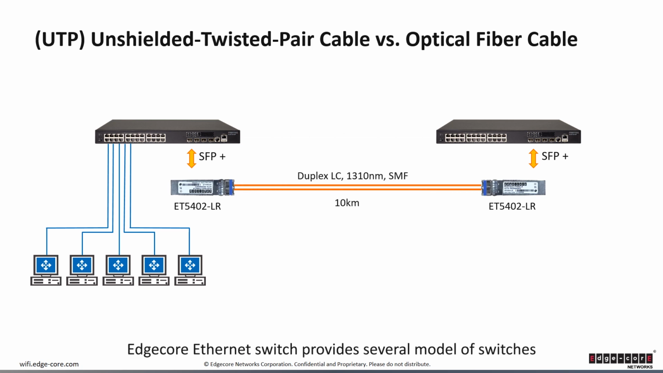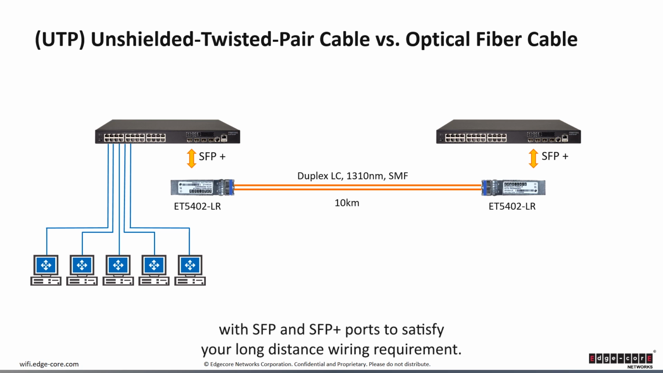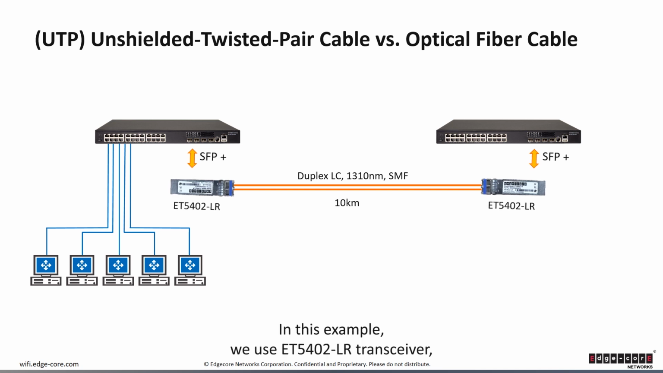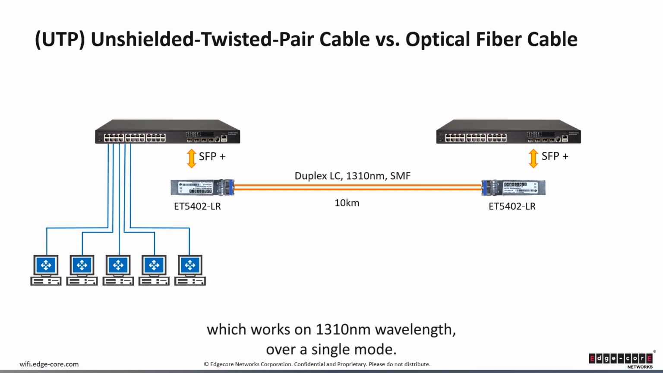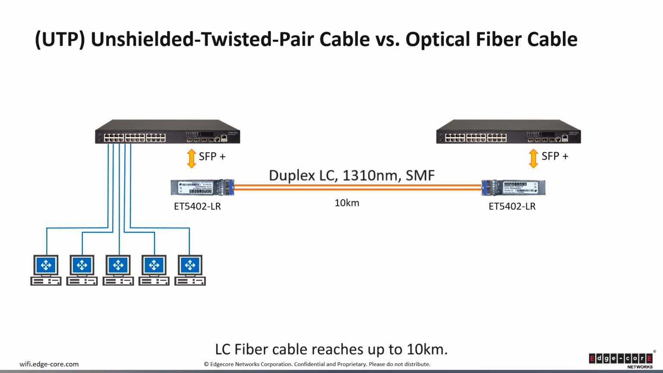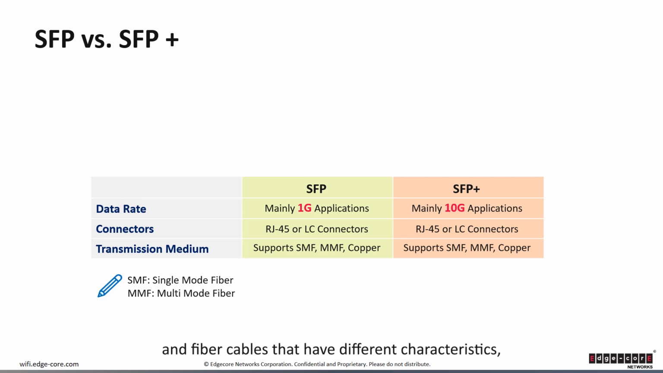Edgecore Ethernet Switch provides several models of switches with SFP and SFP Plus ports to satisfy your long-distance wiring requirement. In this example, we use the ET5402LR transceiver, which works on 1310 nanometers wavelength. Over single mode LC fiber cable, it reaches up to 10 kilometers. There are different types of transceivers and fiber cables that have different characteristics, such as wavelength, speed, distance, and connector.